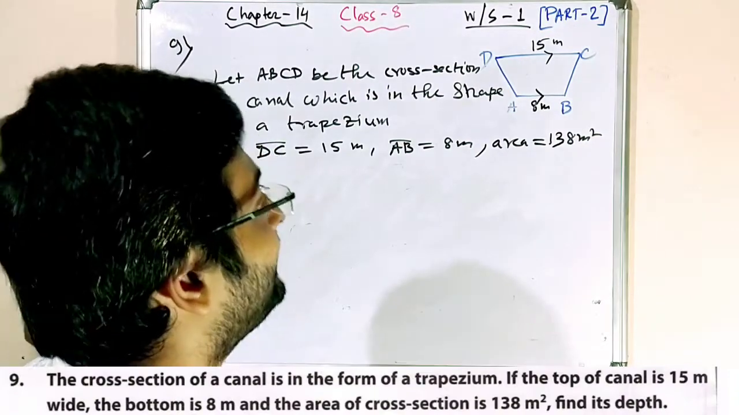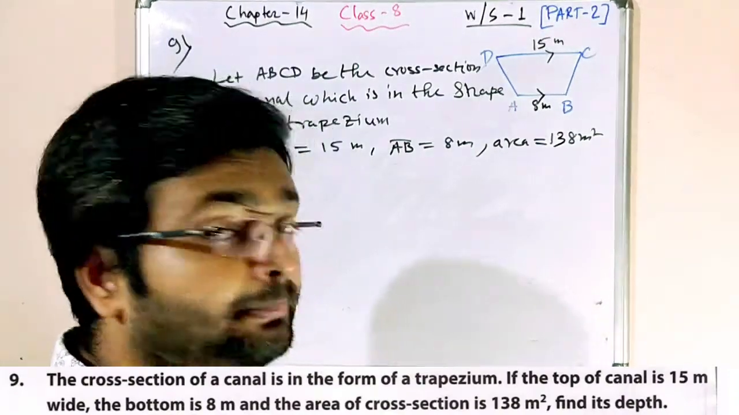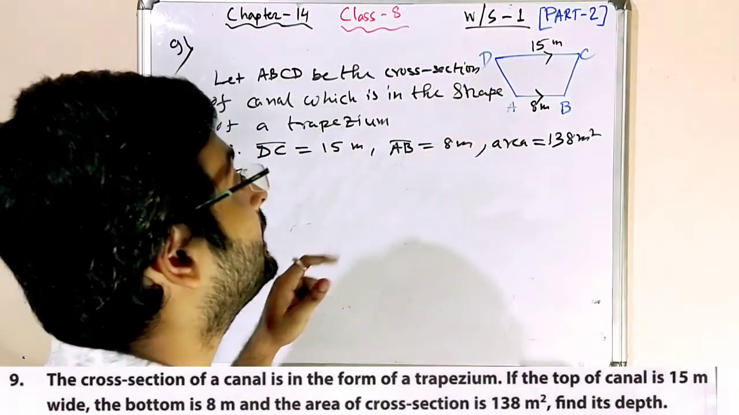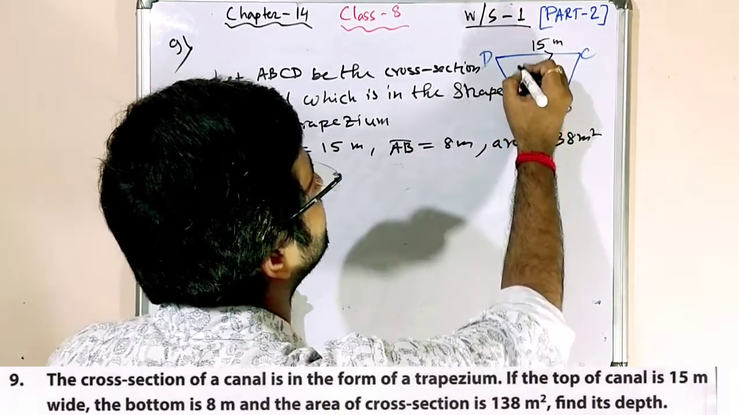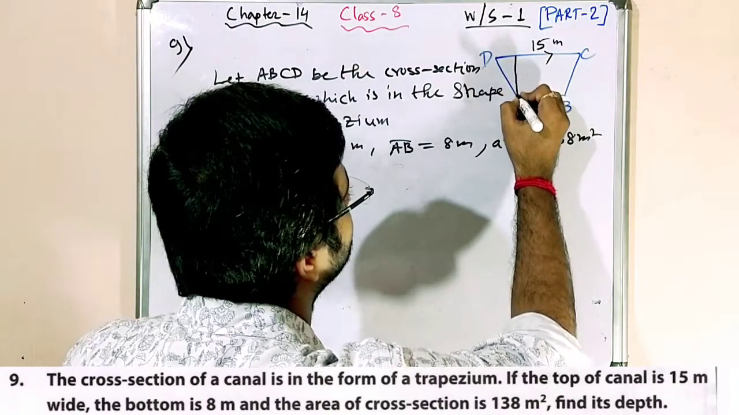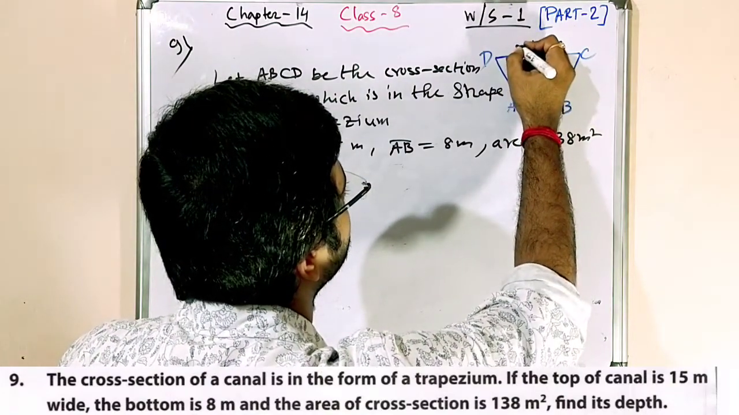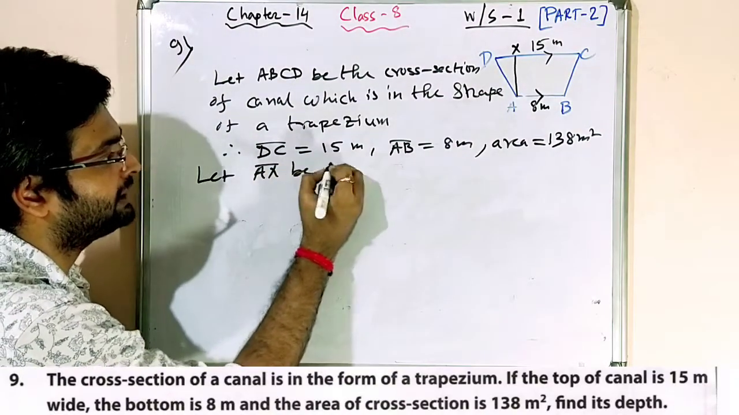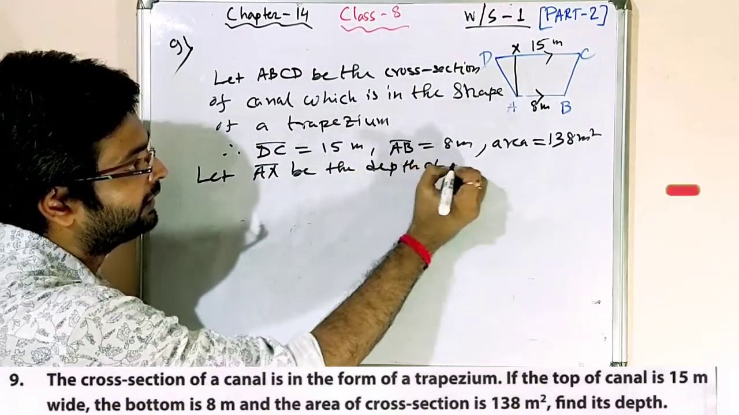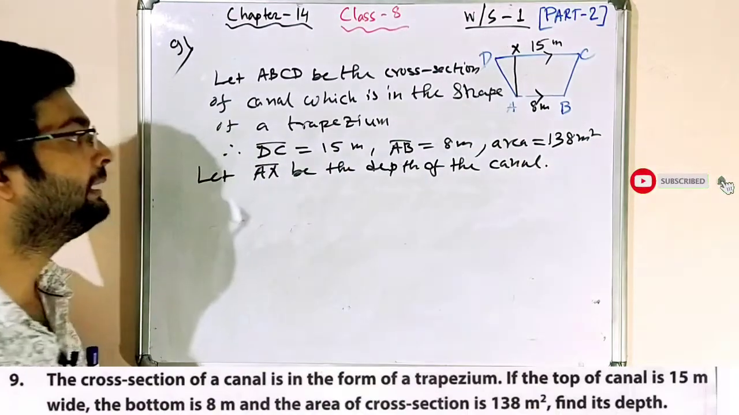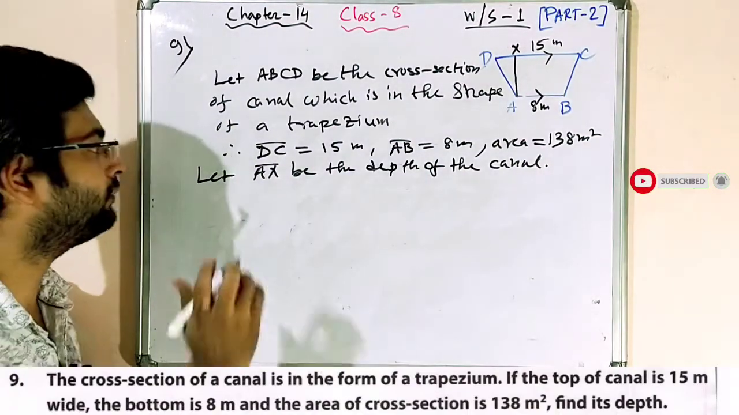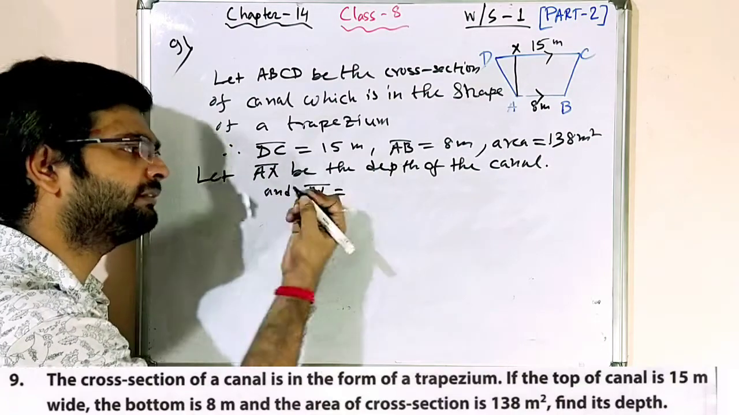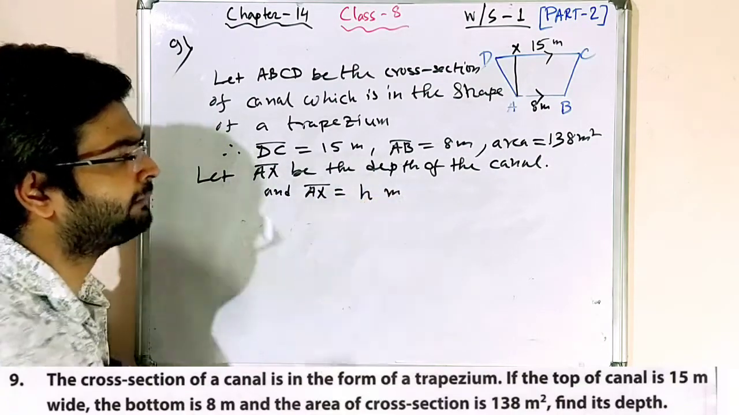Chalo. Now here they have asked to find the depth. Depth means what? The depth means height. Okay, so here if I draw the depth, this should be the depth. Suppose AX. So let AX be the depth of the canal. Now the length of AX, you can write H meter. I am going to take this.